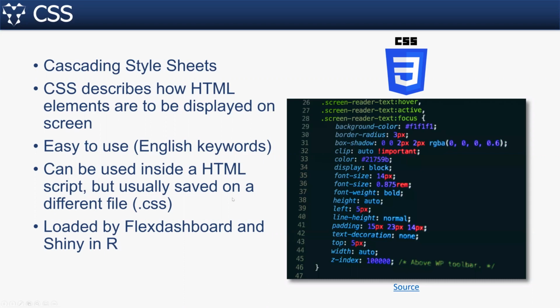It can be used inside the HTML file, but usually it's not recommended because you're going to create a very difficult HTML file to read. So usually you save it in a different file and just import it in the HTML. So that's what you're going to be doing. You're going to be creating a CSS file and importing it in the R Markdown. And that's done kind of automatically in this Flexdashboard. We just need to create our file correctly.